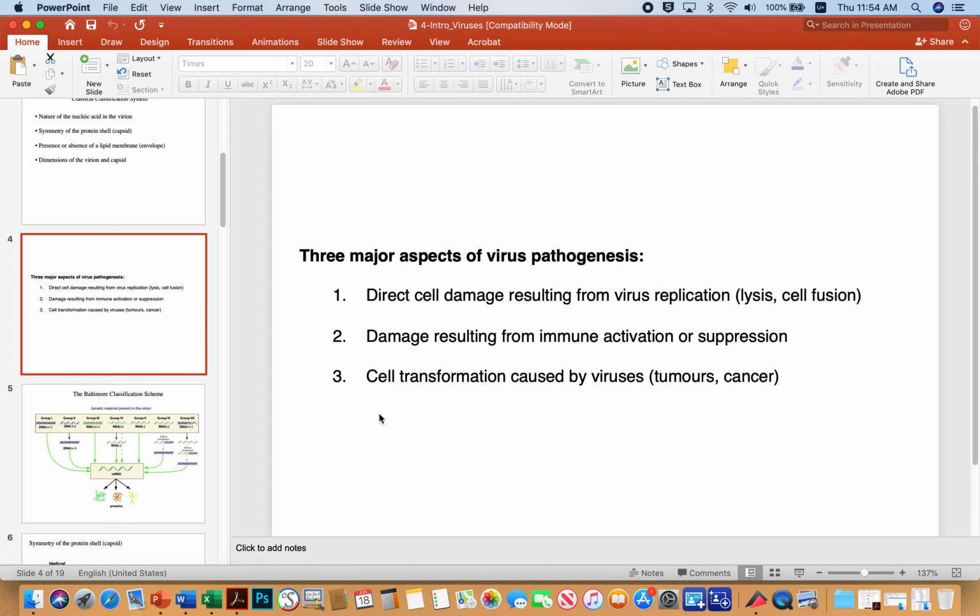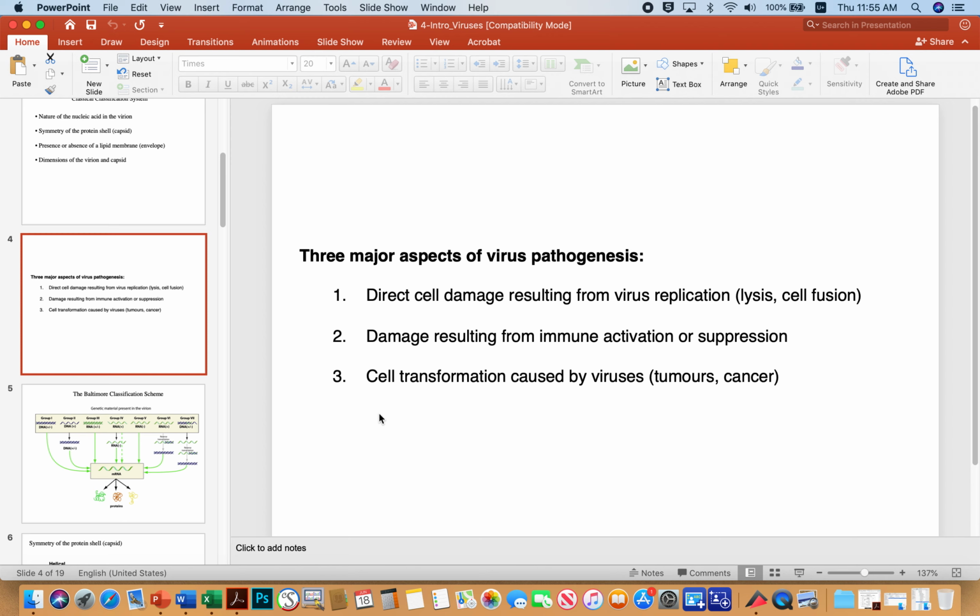Damage can also result from immune activation or suppression. So suppression, obviously, with like HIV, which we'll talk about, but also immune activation, which, again, we're seeing with SARS-CoV-2. Immune activation is a huge part of the reason why we're having such high mortality in the elderly.